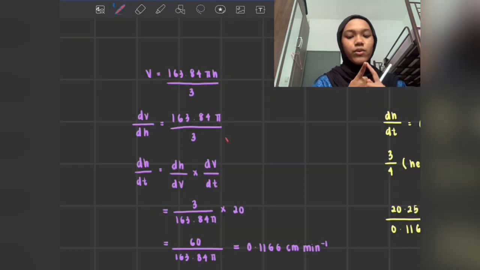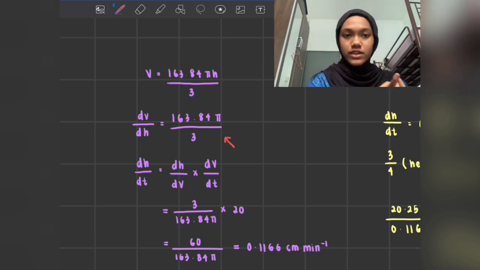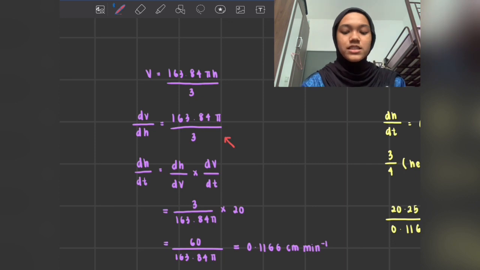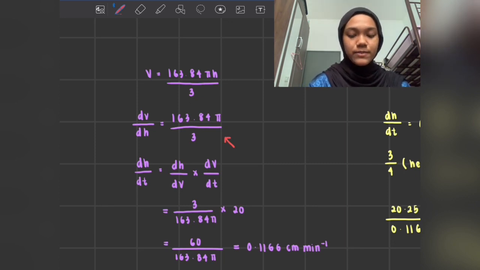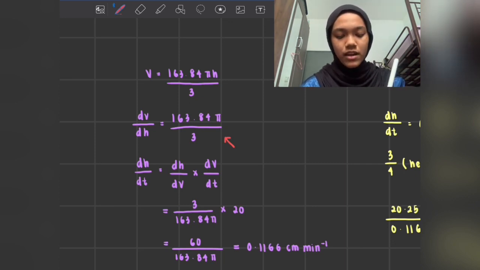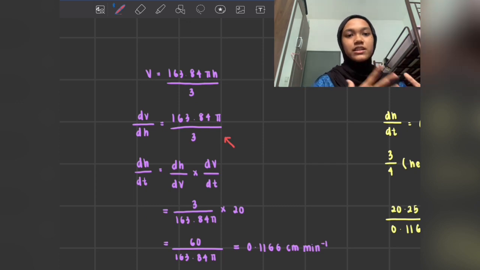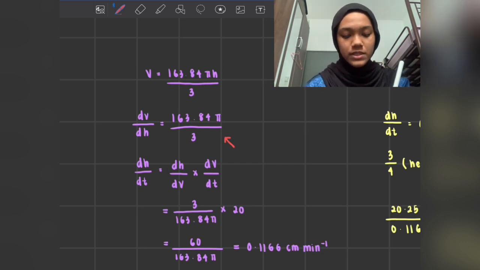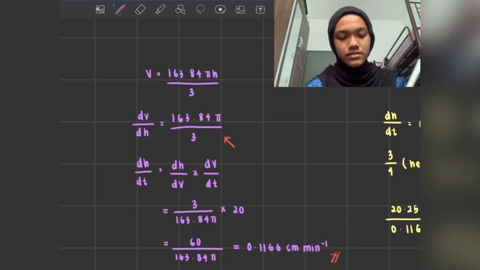So we already have our dV over dh, and we already have our dV over dt that has been given by Ame. So we are going to find dh over dt. So the answer that we got from the calculations, by putting the real values of dh over dV and dV over dt, is 0.1166 cm per minute, which is here.